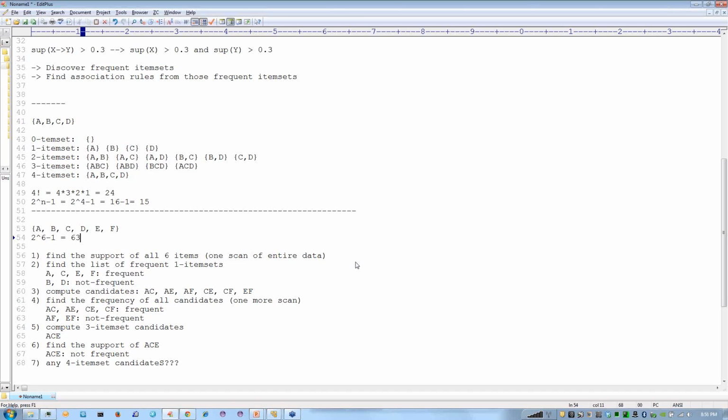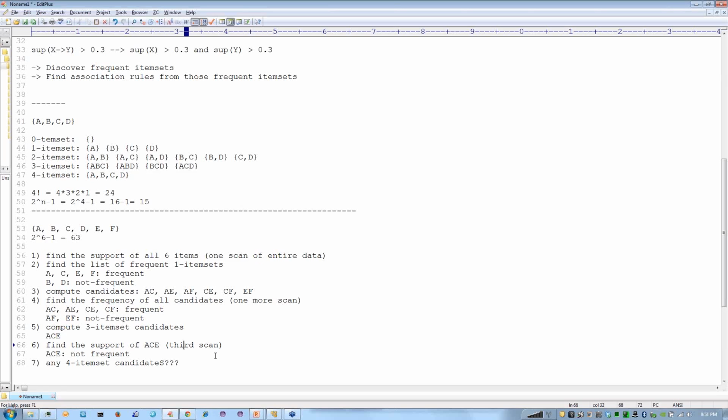There are 3 scans of the data. No, not 7, 3. Because in the first level, we did 1 scan and found the frequencies of all the 1 items. Then we computed the candidates from level 2. Then we did 1 more scan to find frequent and not frequent of level 2. Then we computed 3 item set candidates, and to compute that frequency, we need our third scan. We compute the frequency of ACE and then decided it's not frequent and we will stop. So that means we did 1, 2 and 3 scans. Right?